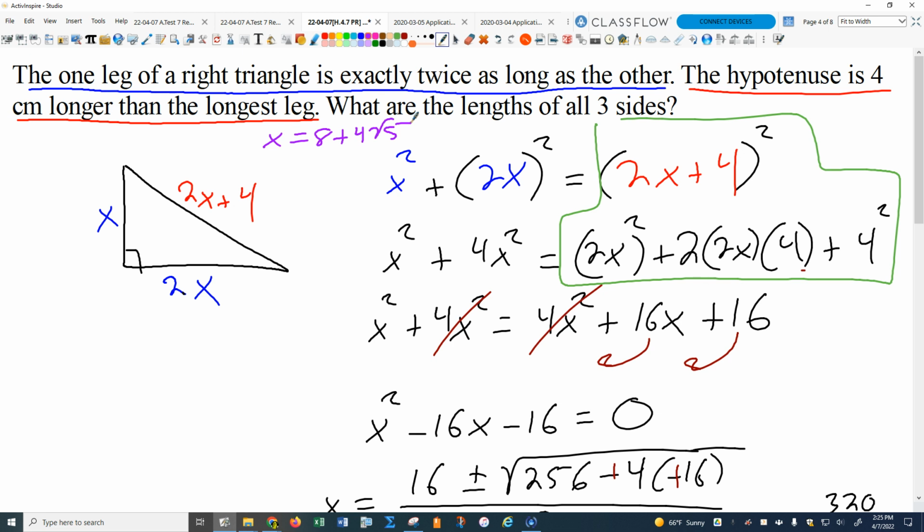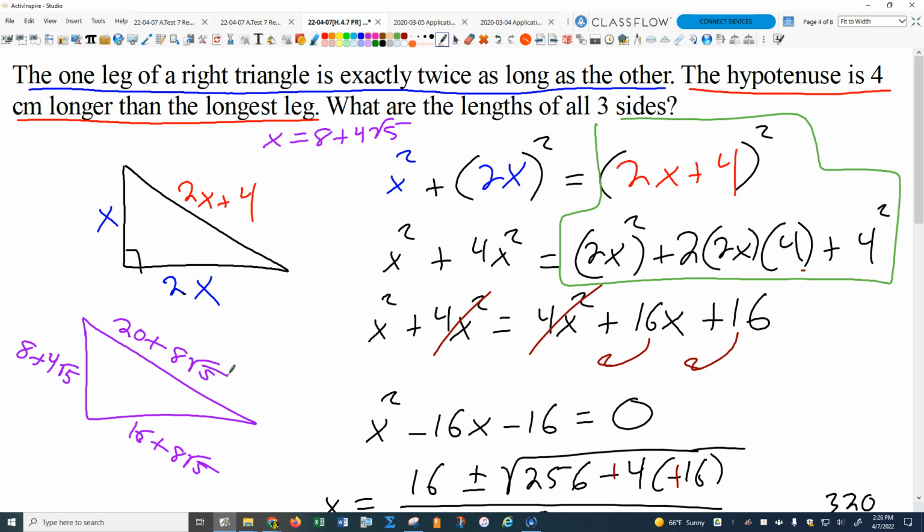This guy is 8. If we make our triangle, this side is 8 plus 4 times the square root of 5. That's a bad 5. This one down here is 2 times that big, so it's going to be 16 plus 8 times the square root of 5. And then this one is 4 more than that side, so it's going to be 20 plus 8 times the square root of 5. Okay? Give me 1 to 5 on that. Is that all making sense?